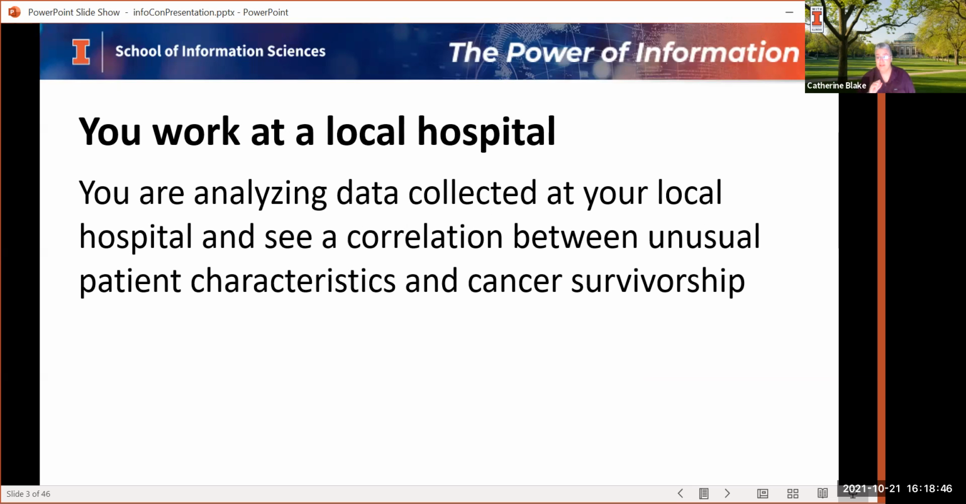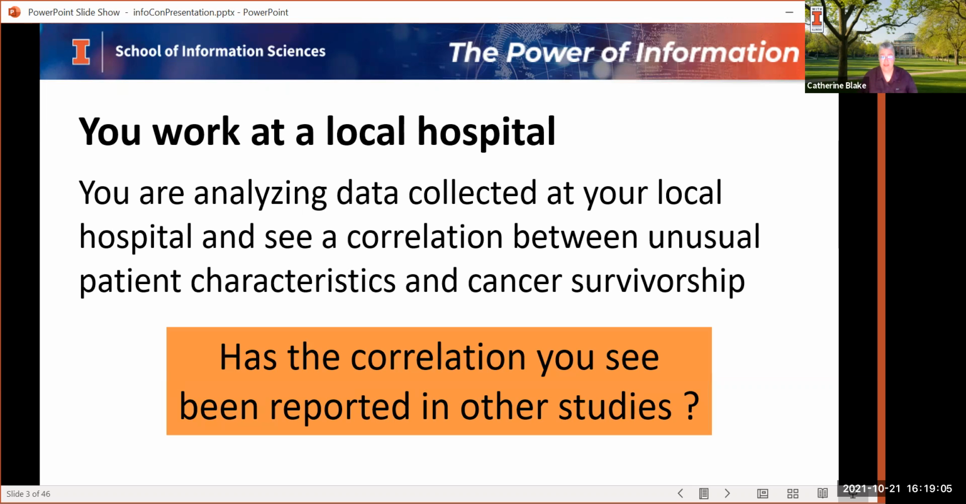Well, maybe you're not in a public health office, maybe you're at a local hospital and you've looked at information from your electronic health records and you've noticed that there's this correlation, but you're not sure whether that's just a spurious correlation or whether that is something that's being reported in the literature. So it would be good to be able to easily assess if the correlation that you see is actually being reported in other studies.